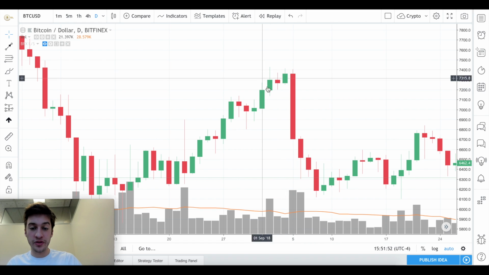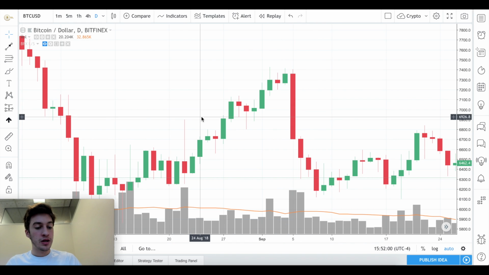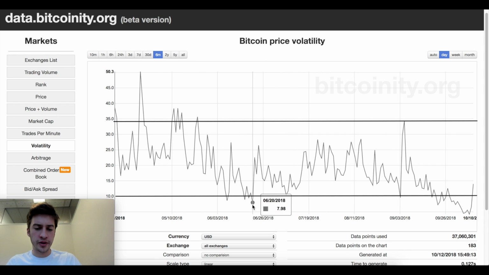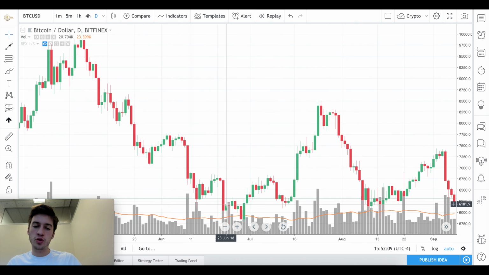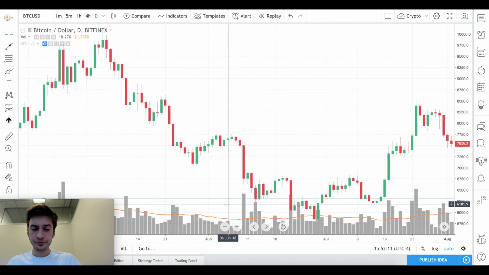So this was a point in the uptrend where it was beginning to weaken. And this is a point where the uptrend died and the downtrend began. Now let's look for another period of very low volatility. And I see June 20th and I see June 7th right there. So June 7th and June 20th had even lower volatility.